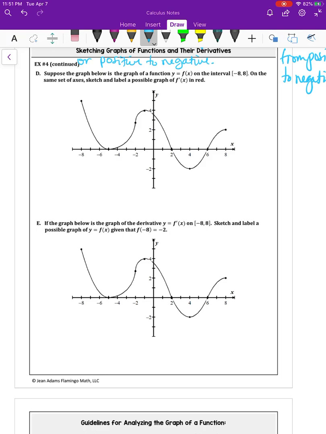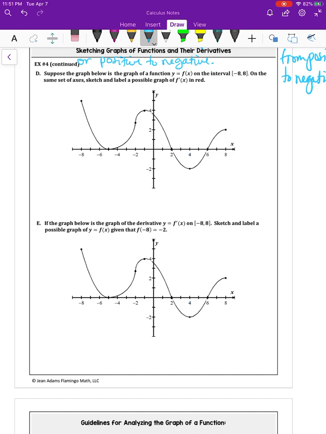Okay, we're returning to 5.5 curve sketching. Example number 4, part D. Suppose the graph below is the graph of a function y equals f of x on the interval from -8 to 8. On the same set of axes, sketch and label a possible graph of f prime in red.